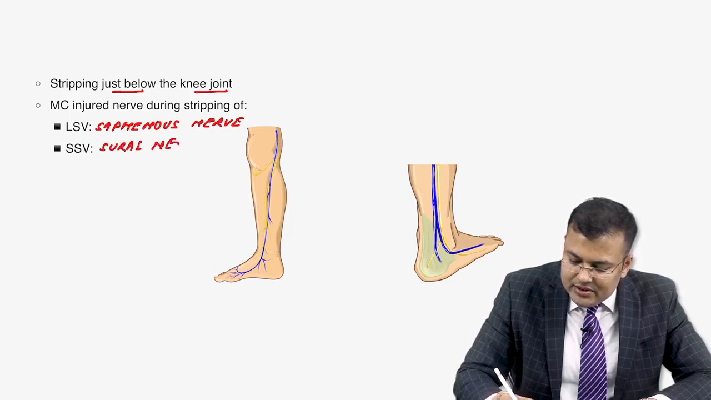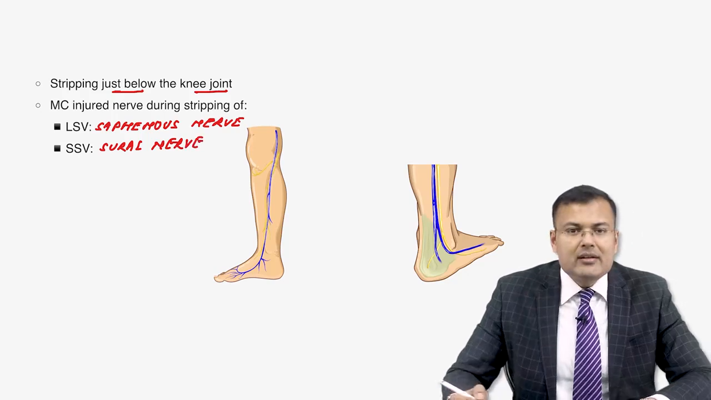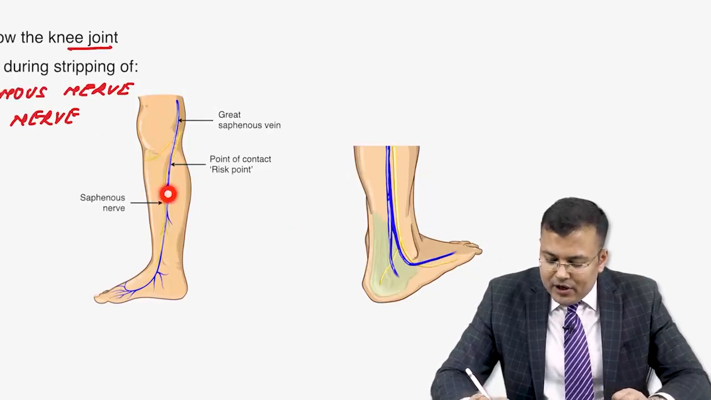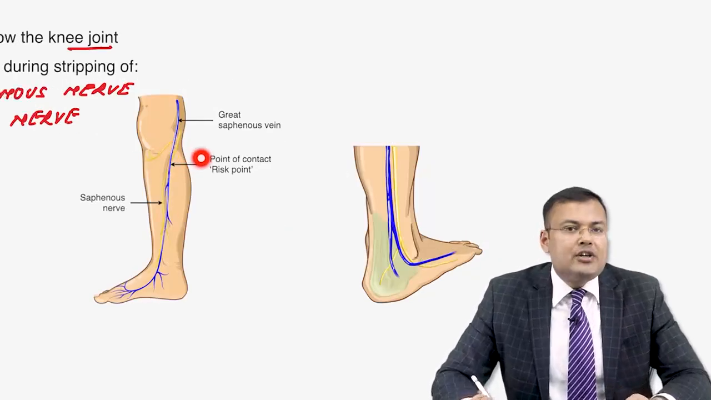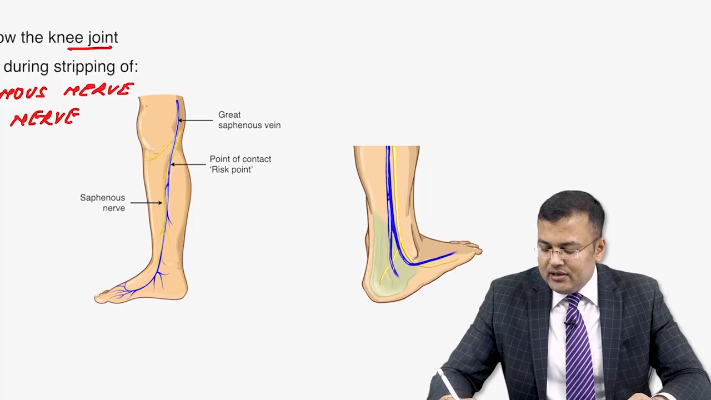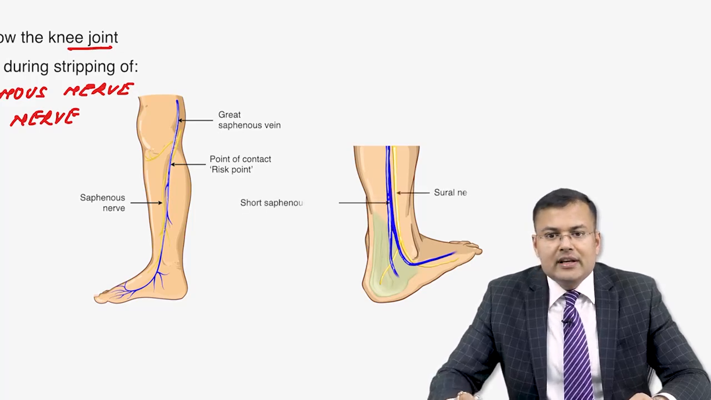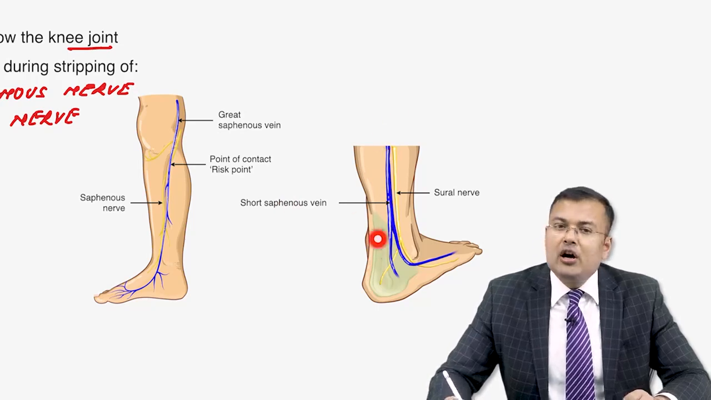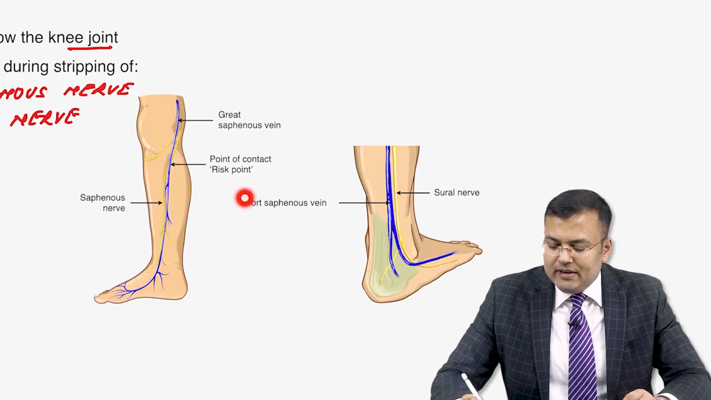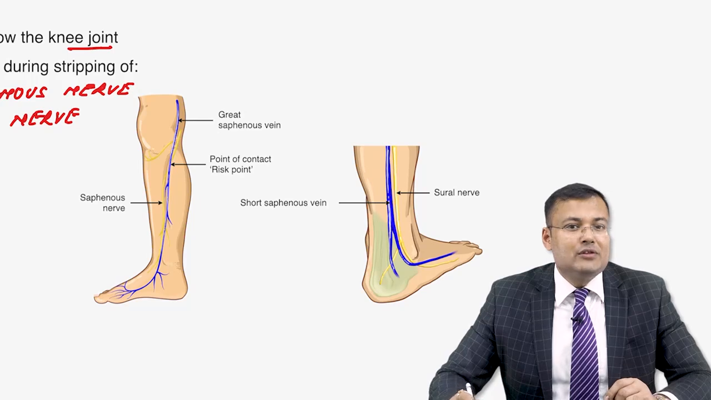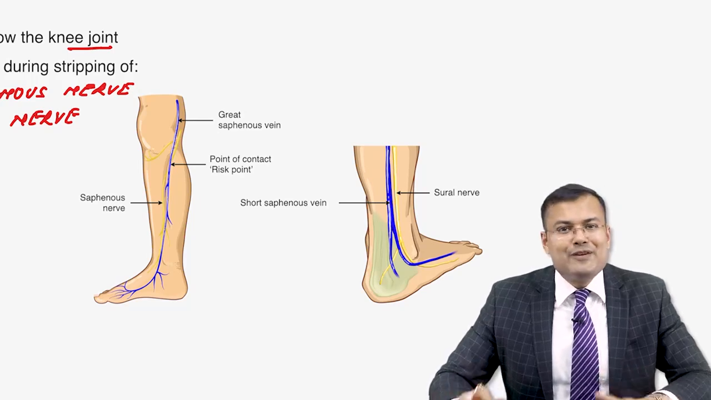You can see in the image how vein stripping leads to injury. In this image, you can notice that if stripping is done beyond the knee joint, this is the point of contact or risk point. So here, the saphenous nerve is injured. And what is the problem with the sural nerve? You can see that the short saphenous vein travels closely along its whole course with the sural nerve. So whenever you perform stripping of the short saphenous vein, there is injury of the sural nerve. These are the questions which are asked frequently.